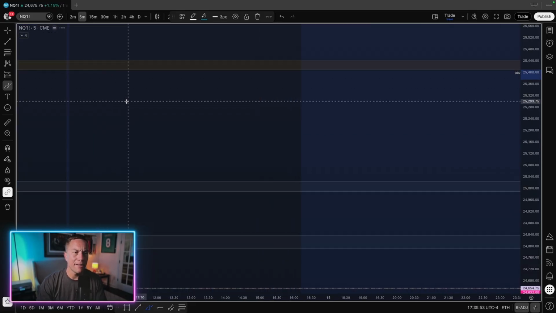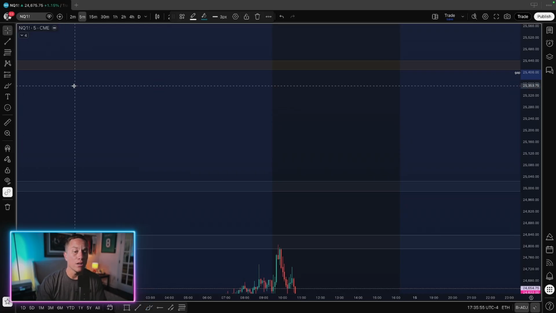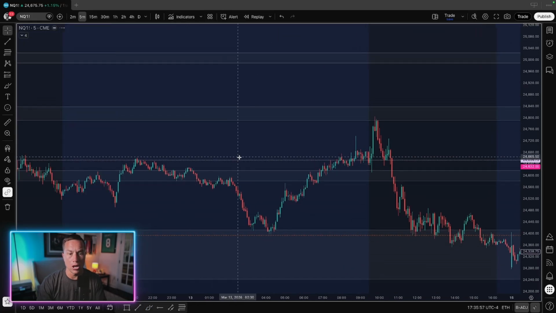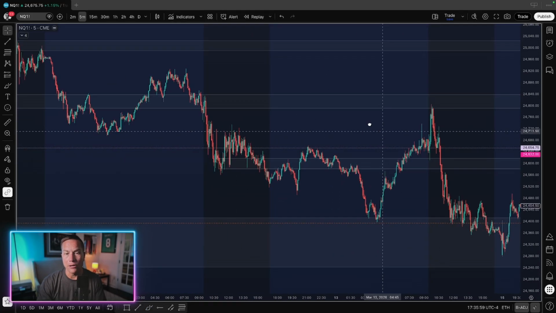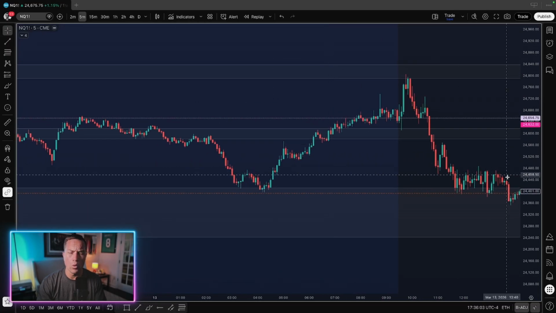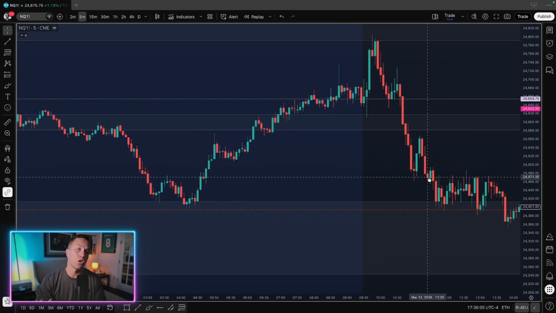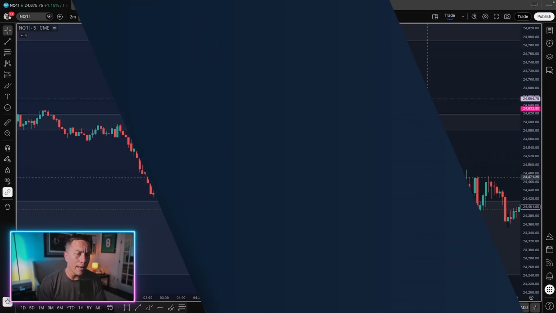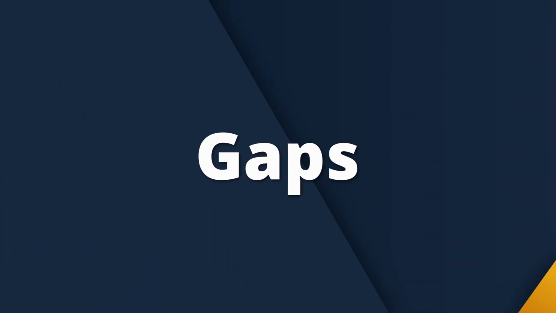So if we dive back into this, that was our structure that we were noticing on the day. Now, let's look at this a little bit more and see what the other confluences are that we're seeing. So structure is number 1. Number 2 is the gaps.